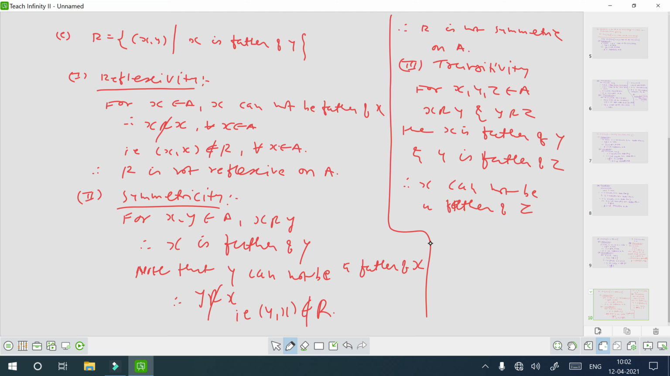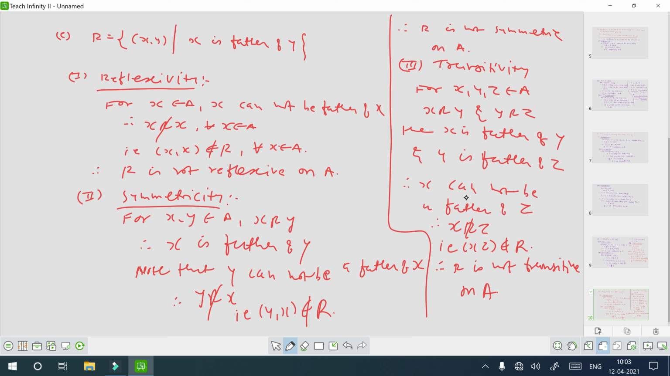And therefore x is not related with z. That is, ordered pair (x, z) is not in R, and therefore R is not transitive on A. Clear? Now I would like to give you homework.